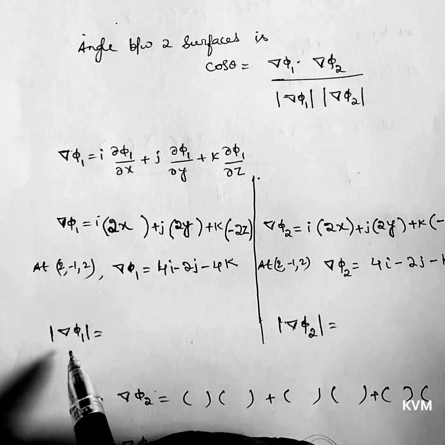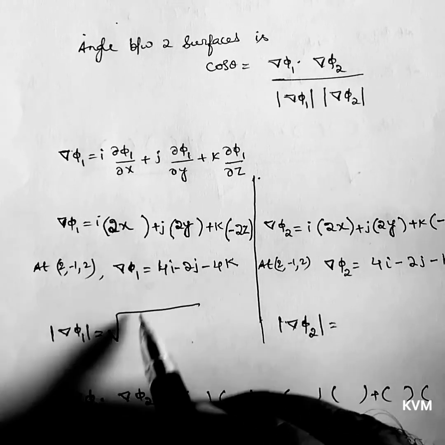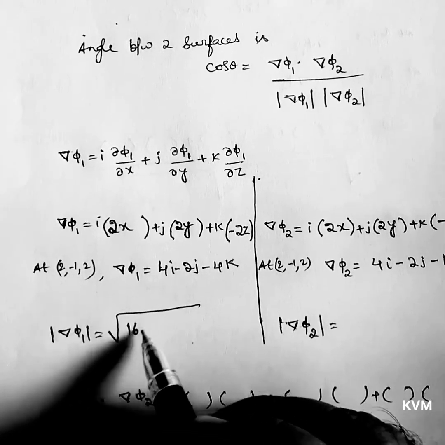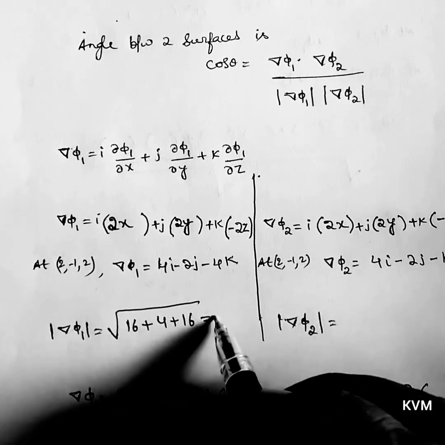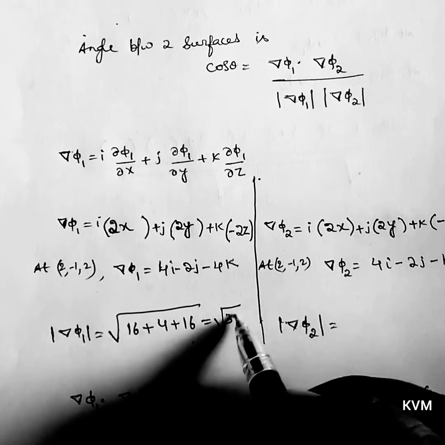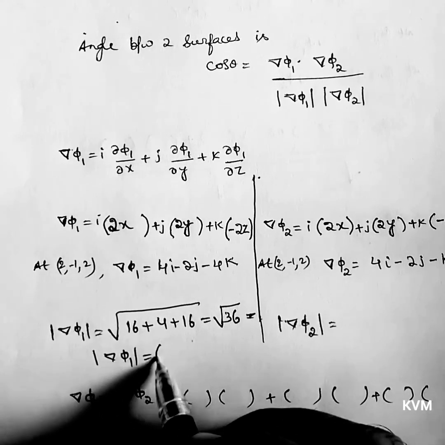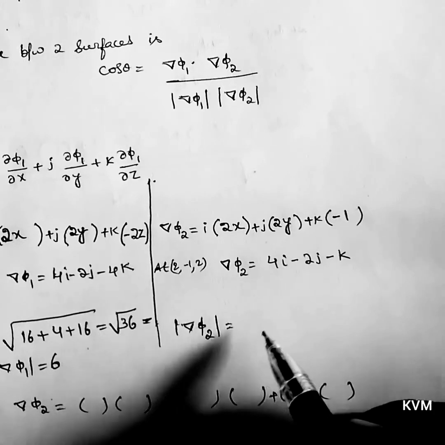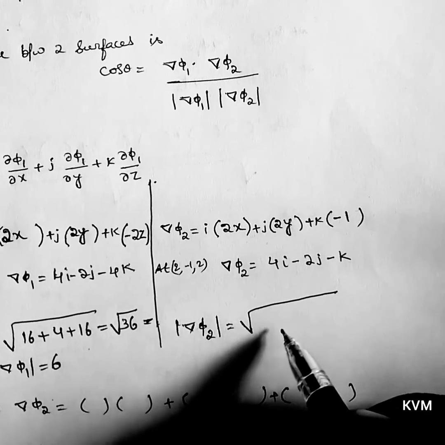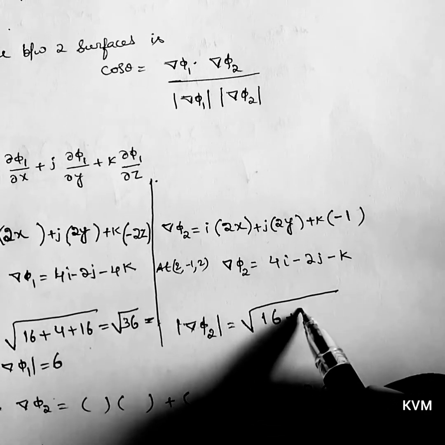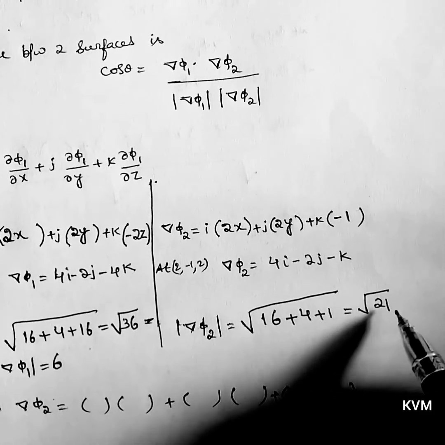So then take modulus for del phi 1. So it is square root of 4 square 16, minus 2 square 4, minus 4 square 16. So this is equal to square root 36. So mod del phi 1 is 6. So similarly find mod del phi 2. So this is equal to square root of 16 plus 4 plus 1. So this is equal to square root 21. This is not a perfect square, keep it as it is.